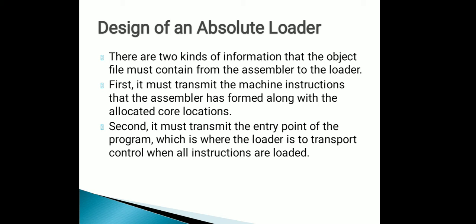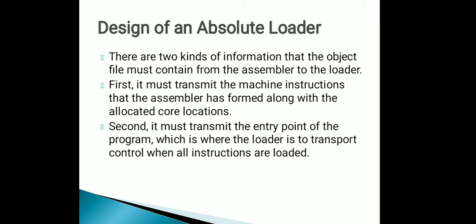Primarily, it must transmit the machine instructions that the assembler has formed along with the allocated core locations. And what is next? It must transmit the entry point of the program, which is where the loader is to transfer control when all instructions are loaded. These are the two primary things done by the assemblers.